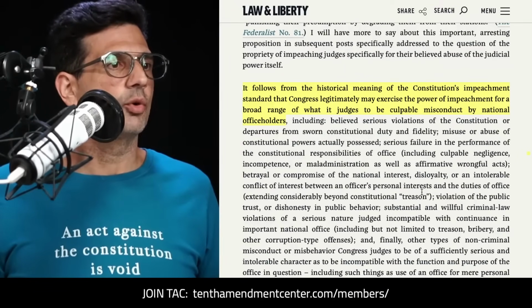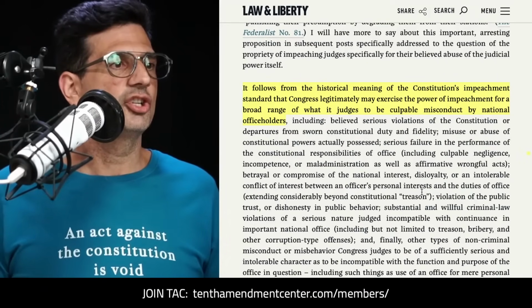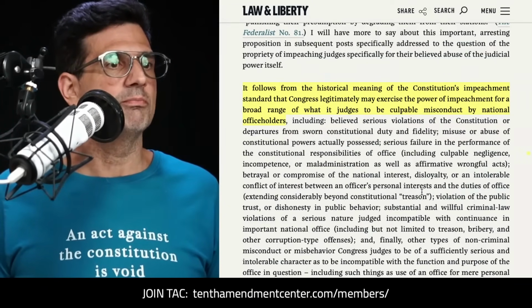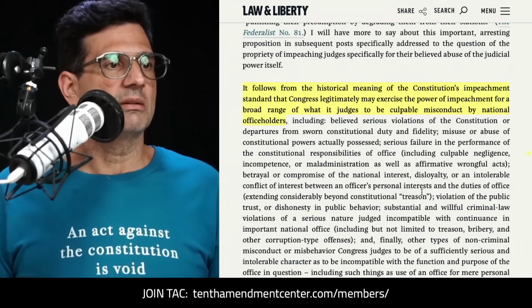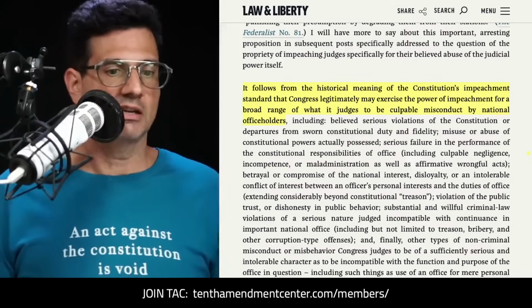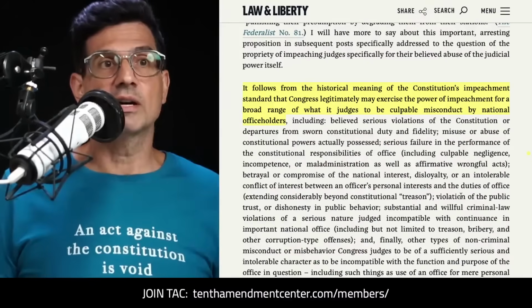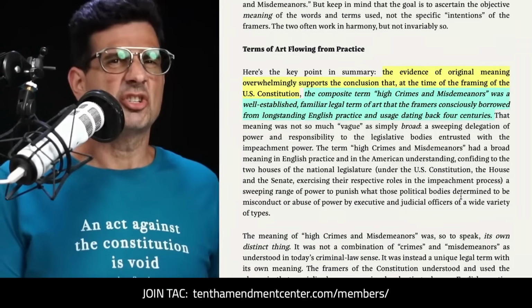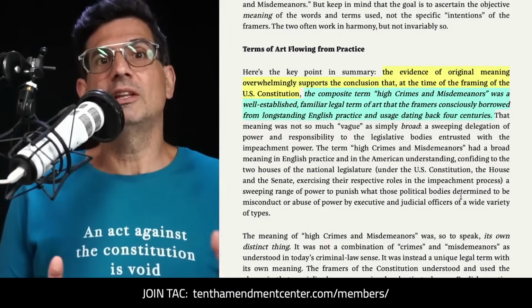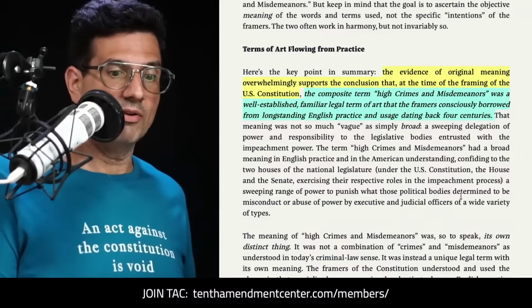It follows from the historical meaning of the Constitution's impeachment standard that Congress legitimately may exercise the power of impeachment for a broad range of what it judges to be culpable misconduct by national officers. And again, I've got 7 categories from Paulson's amazing research on this near the end of the show, not at the very end. But first, we've got to do a little bit of detective work and go back in time to understand where they got this.